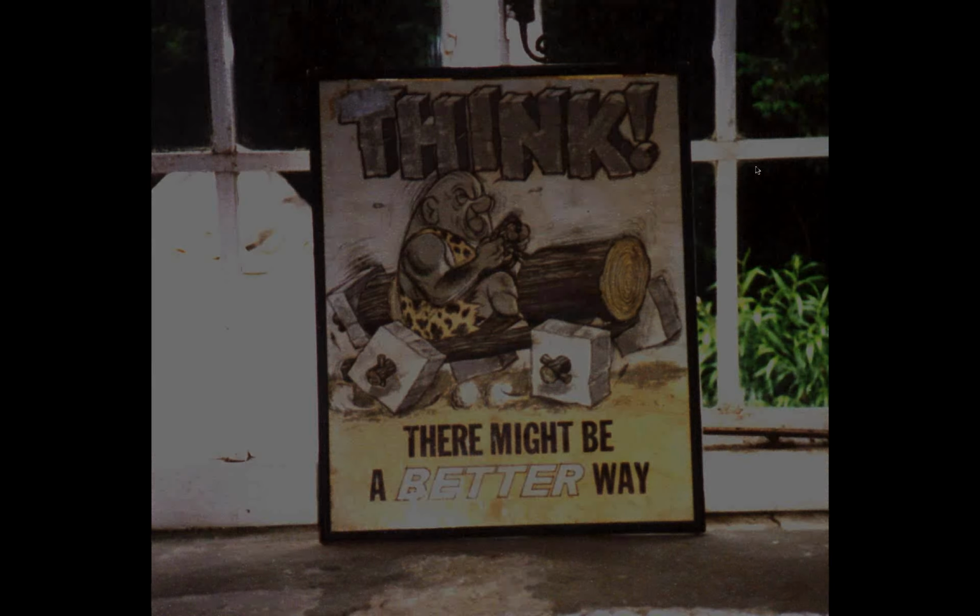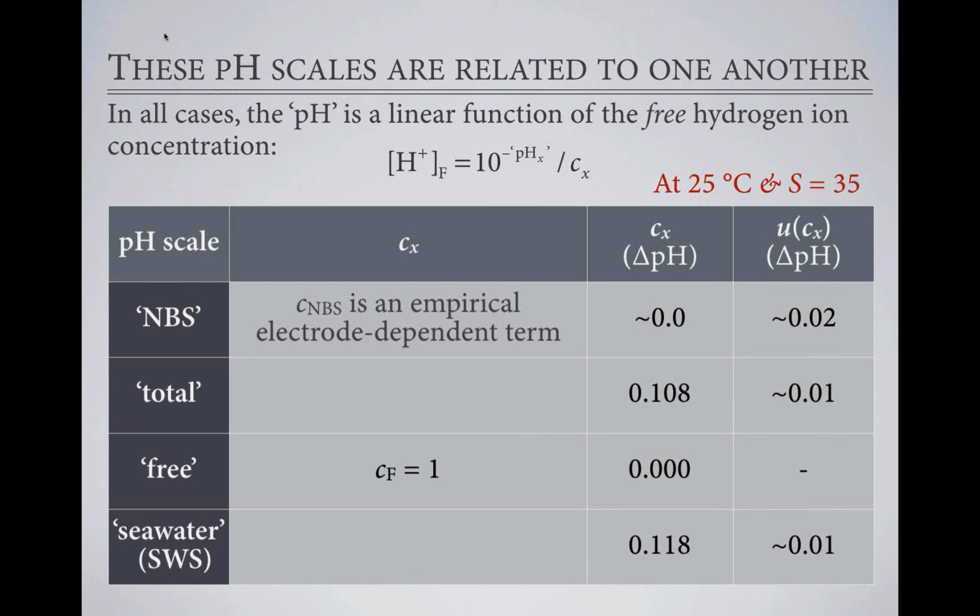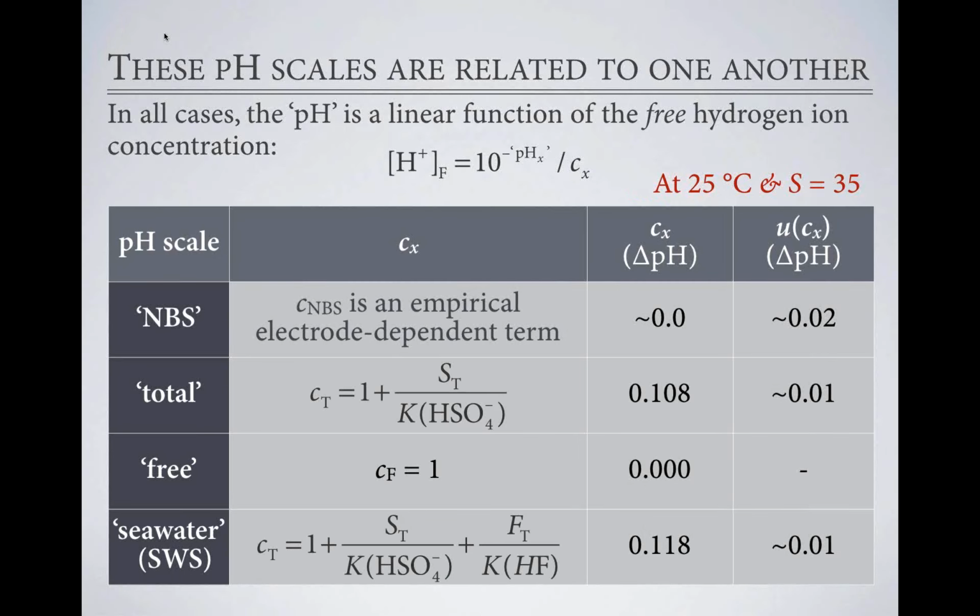If we go back to this table, I hope it's still displaying, you will see that the conversions between the total, the free, and the seawater scale are all computational. That is, if you know the equilibrium constants and you know the total concentrations of sulfate and of fluoride, you can do that calculation. So all the software implements those and implements them sensibly.